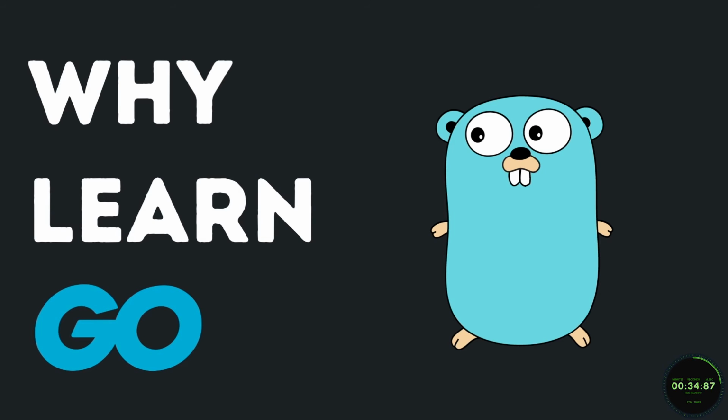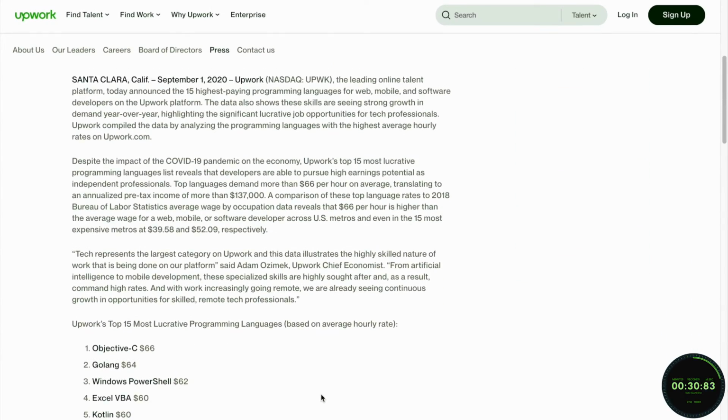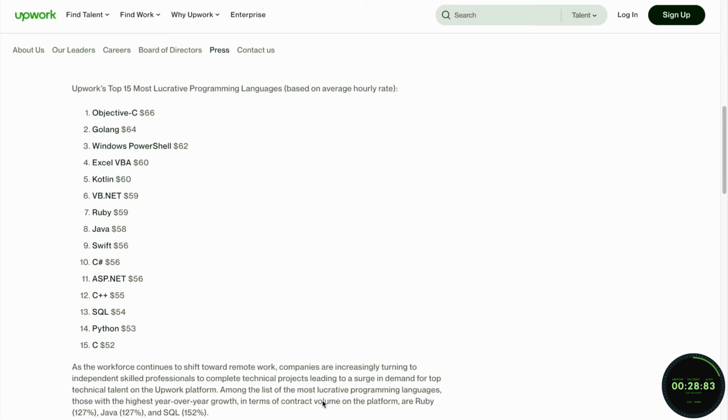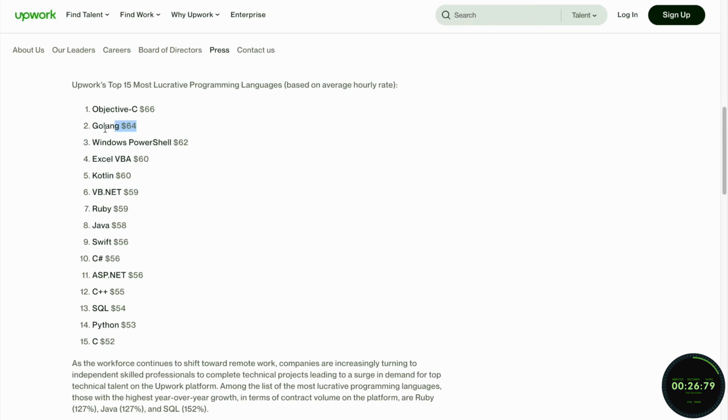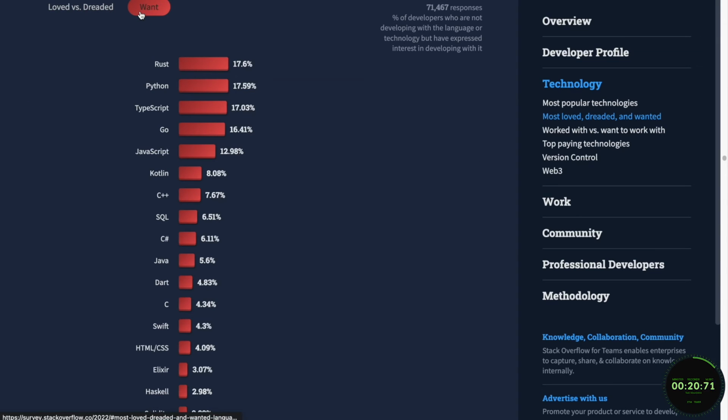Now, all of this is great and all, but why should you learn Go over other suitable languages? Well, one thing that I have to mention is that Go has one of the highest hourly freelancing rates, with a whopping $64 an hour and only trailing behind Objective-C with $66 an hour. Go is also one of the most wanted languages according to the yearly survey on Stack Overflow, so you can rest assured that the demand for Go developers is there.